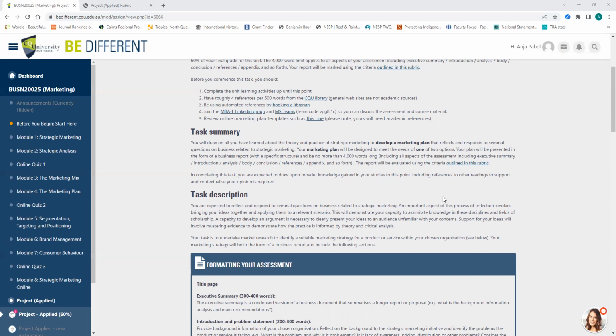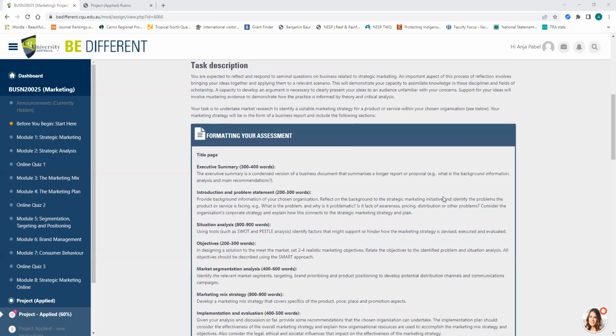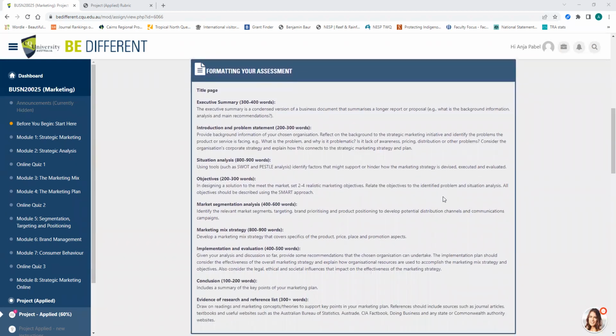And of course, try to support your ideas with appropriate academic referencing and evidence to support any of the statements that you're making. So the actual task is to undertake market research to identify a suitable marketing strategy for a product or service within your chosen organization or the chosen topic that you end up going with for this particular assessment. And your marketing strategy should follow the structure of a business report, and it should include the following sections.